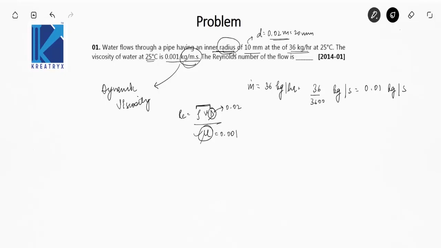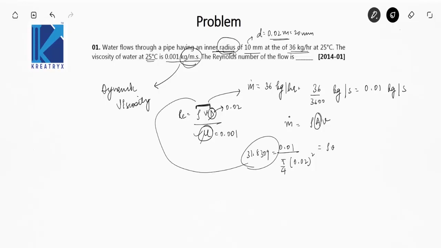Can we find this rho into V from mass flow rate? Yes, m dot, mass flow rate, is equal to rho AV. We know the diameter, so that means we know area. So 0.01 upon area, which is pi by 4 d square, where d square is 0.02 square, is equal to rho V. Solve it, the value will be 31.8309.